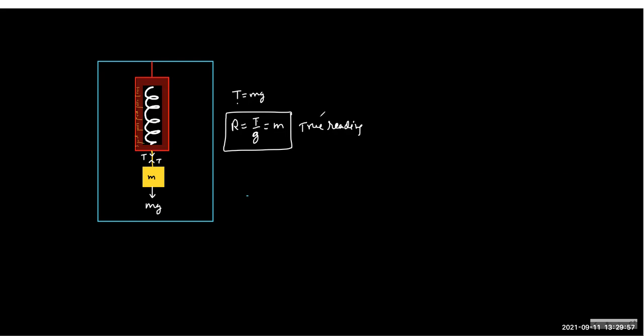Now this is called the true reading. The reason we call it the true reading is that the system is not accelerating. It's called an inertial system. Now take the same situation, case one: if the elevator starts ascending with an acceleration a naught, or you can say a.